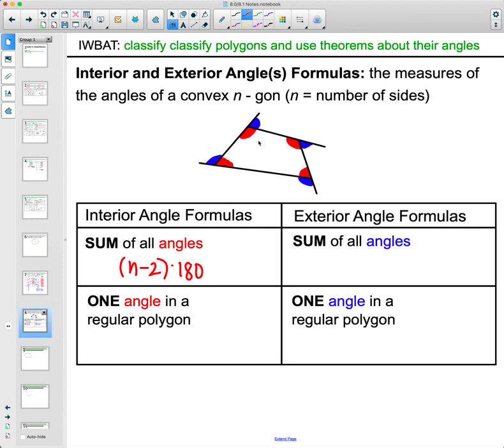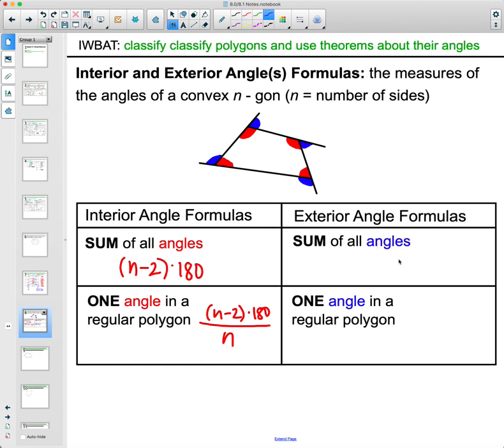If you had a regular polygon, let's say all of these were the same. Okay, so if they were all the same, you would take your interior sum, which is n minus 2 times 180, and you would divide it by the number of angles that there are. So whatever n happens to be.